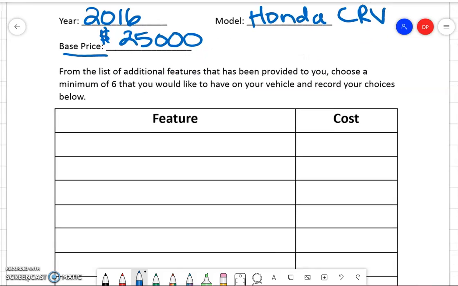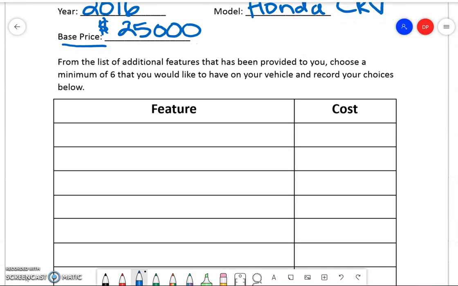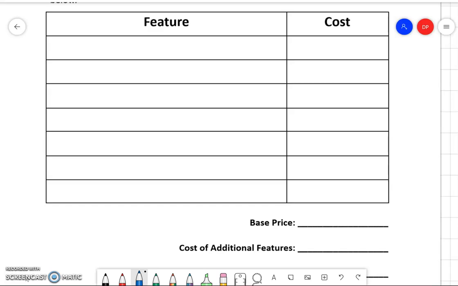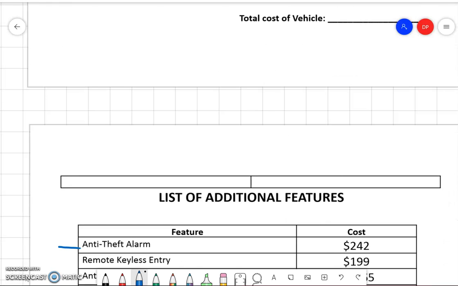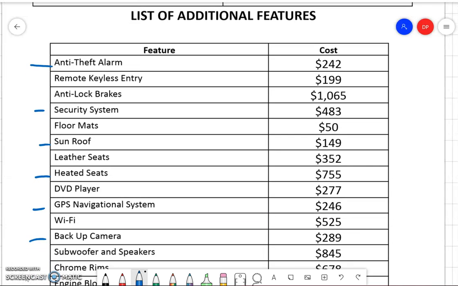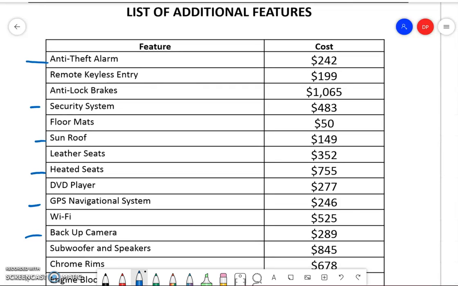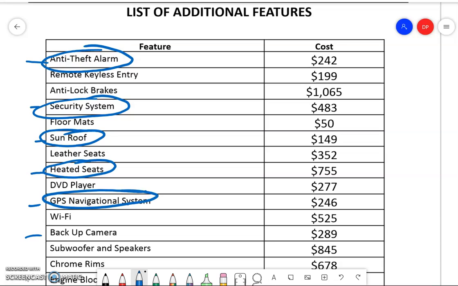Up next it says choose a minimum of 6 additional features for your vehicle, and record your choices below. But the key thing is we're not finding these features online. You are given a list of additional features. It's actually the 3rd page in this project. So right here is your list of additional features. So let's say I choose some of these. Maybe I want the anti-theft alarm system. Maybe I want the security system. Maybe I want the sunroof, heated seats, and so on. I'm choosing my 6 features right there.